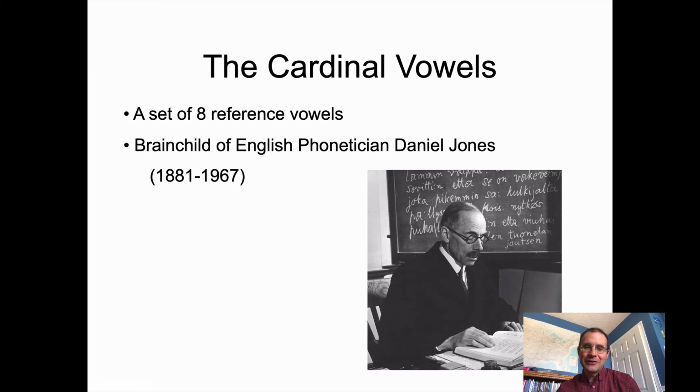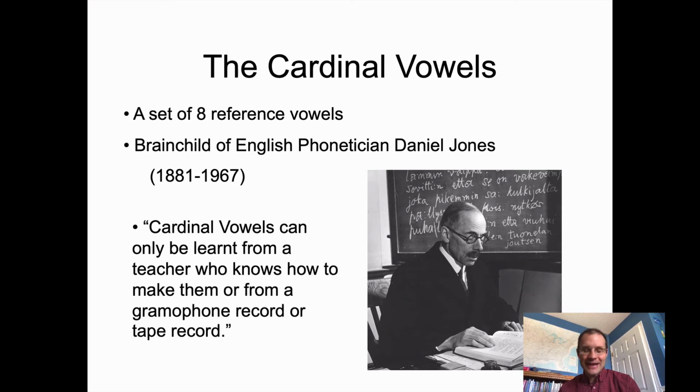So Daniel Jones was the preeminent scholar of phonetics at the time, and he came up with this system of the cardinal vowels, and also came up with neat little tricks such that he said, you can't learn about the cardinal vowels unless you learn them from me. I'm the master. You have to be my pupil in order for you to understand what's going on. So this is a direct quote: "Cardinal vowels can only be learned from a teacher who knows how to make them, or from a gramophone record or a tape record," right? If you're so lucky to have such things in 1935.